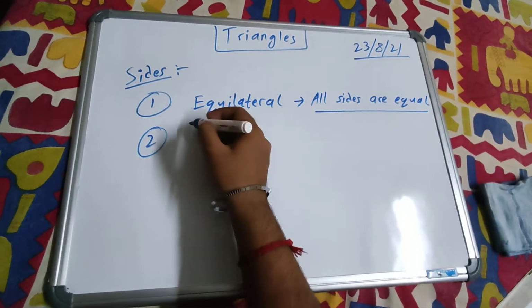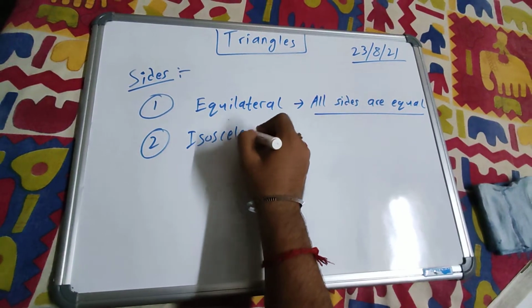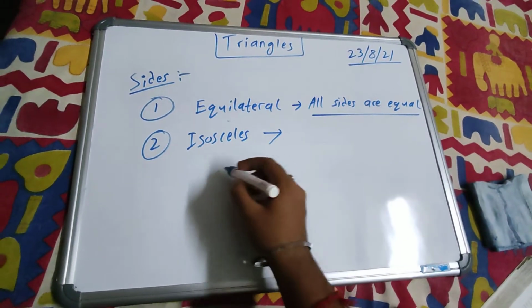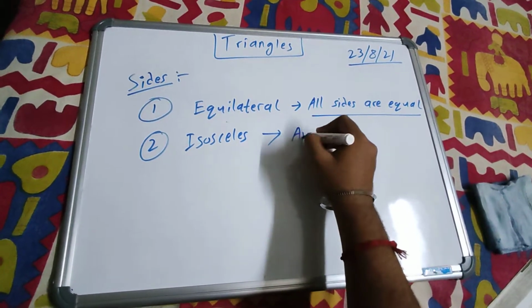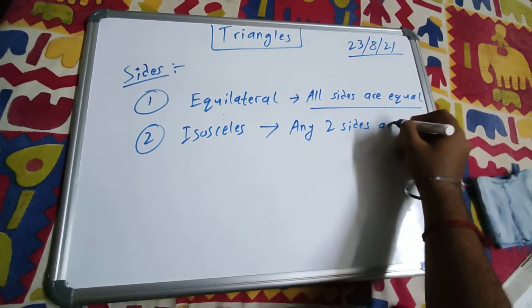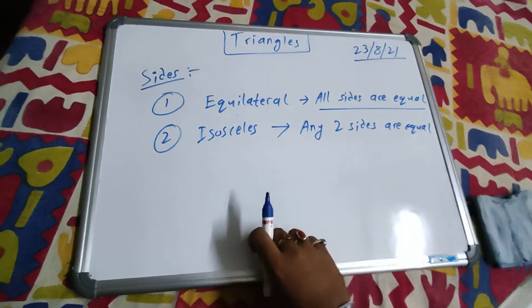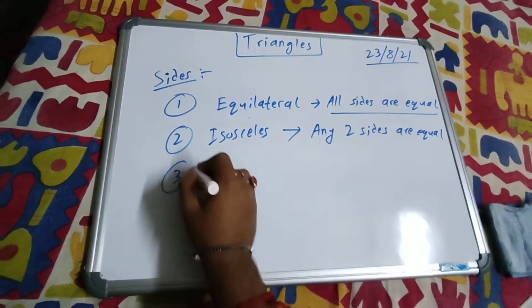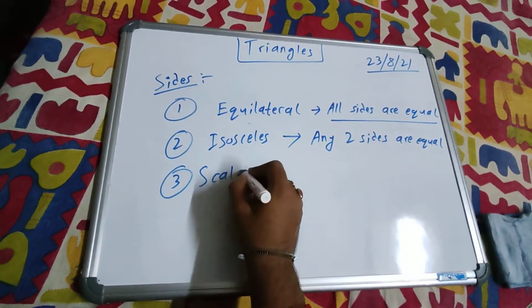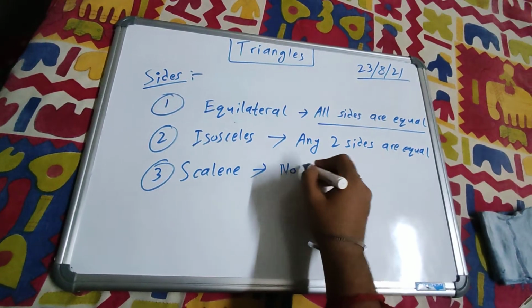Number two comes the isosceles triangle. In isosceles, any two sides are equal. In an isosceles triangle, any two sides are equal. And last of all comes the scalene triangle, in which no sides are equal.